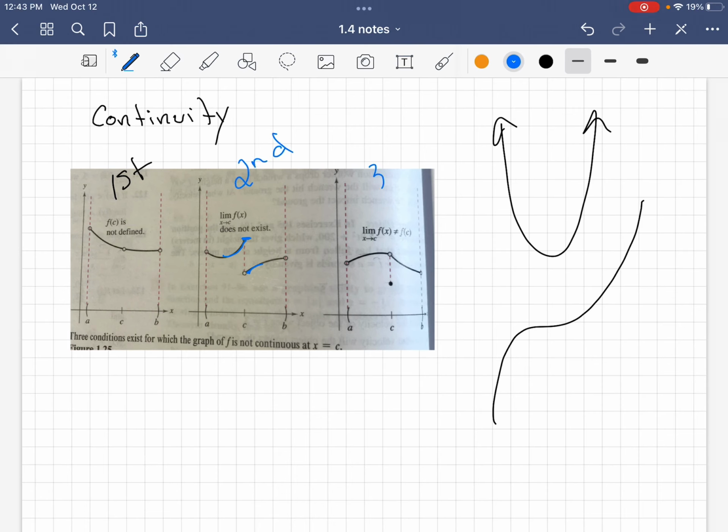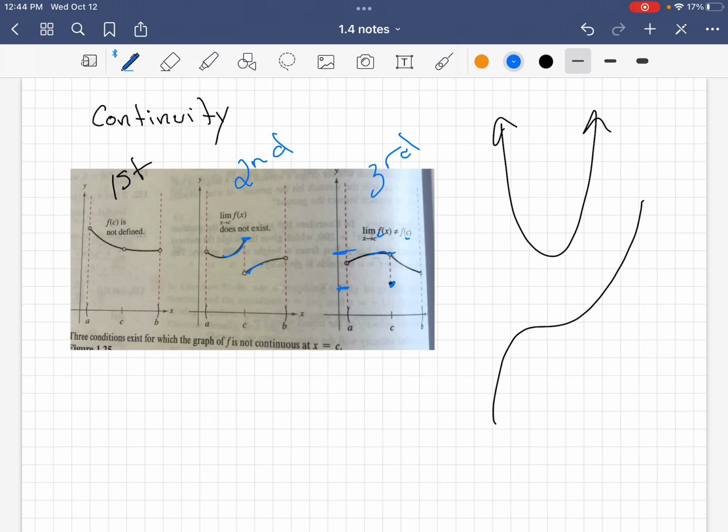And then the third discontinuity is where the limit does exist. Like here, the limit would be this number here, right? But the function value is actually down here. So the limit and the function value don't match. Okay, so that's the third type of discontinuity. So we have basically 3 different types of discontinuity.